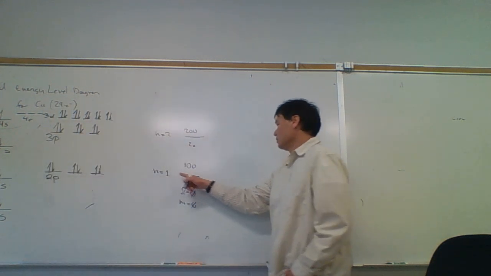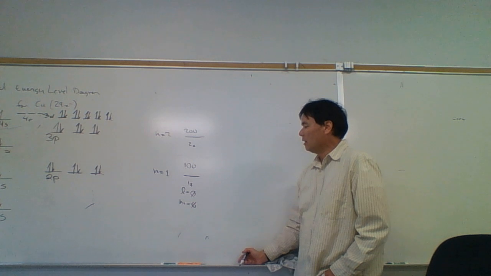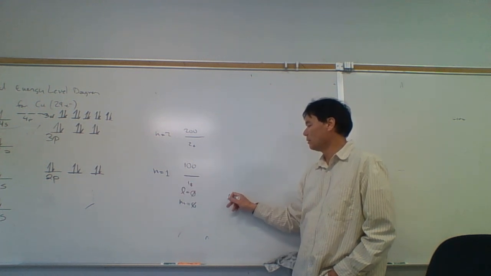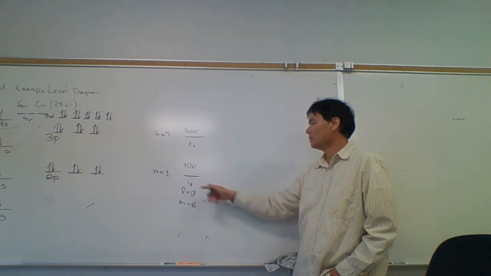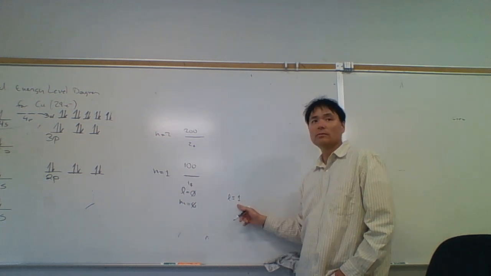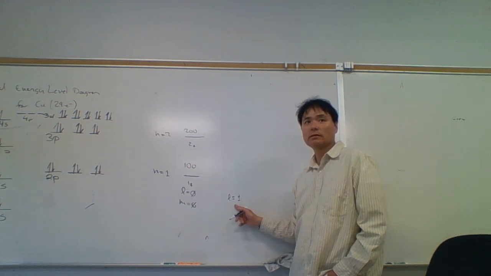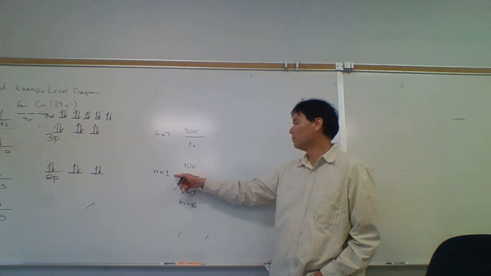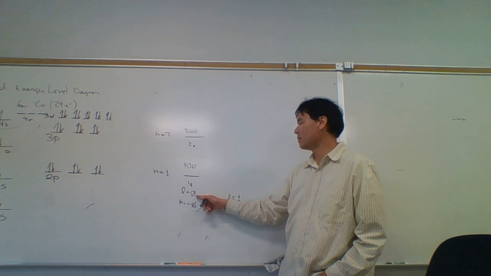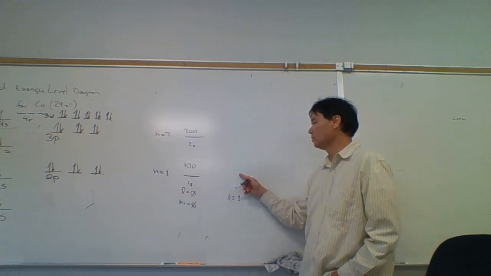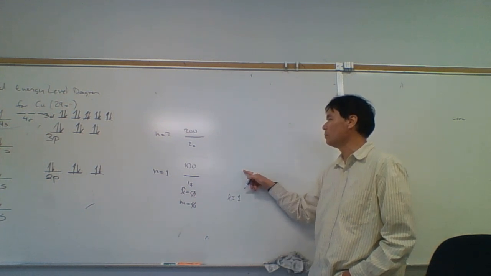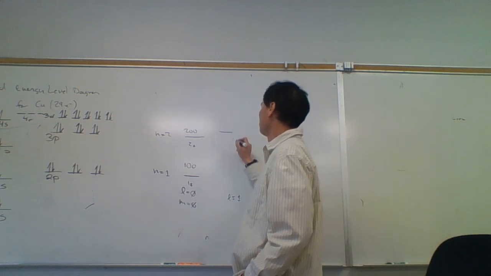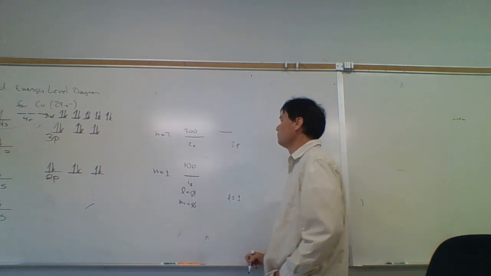But when N is equal to 1, what are our possible L values? Well, L can be 0. Can L equal 1? That is, when N equals 1, can L equal 1? No, why not? Yeah, N minus 1 is the max. So 1 minus 1 is 0. So 0 is the max. So we are not allowed L equal 1 here. So there's no such thing as a 1p. However, there is such thing as a 2p. So we have the 2p orbitals.